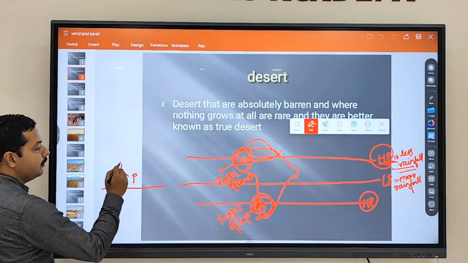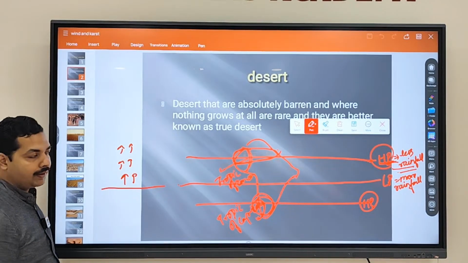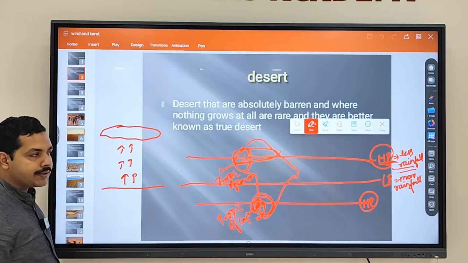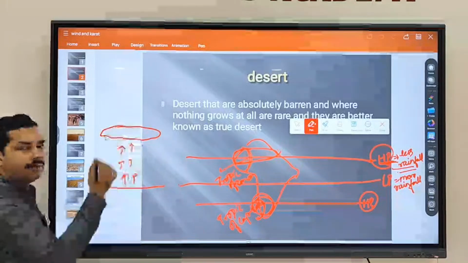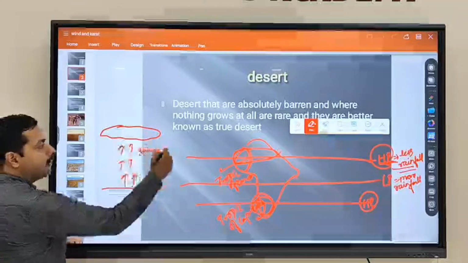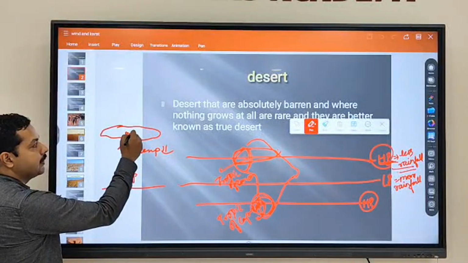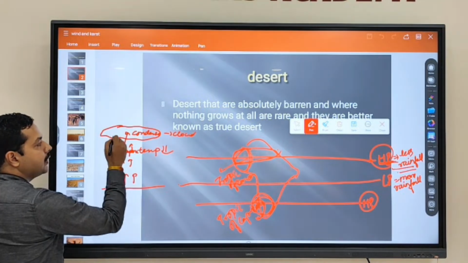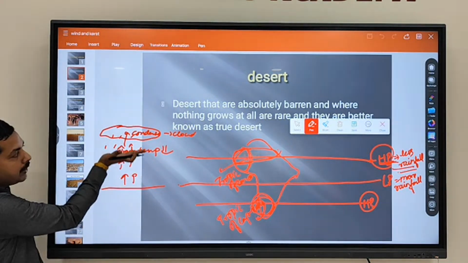When will rainfall happen? When the wind goes up. As you go up, temperature declines, at mountains and so on. So when wind goes up, its temperature declines, and whatever vapor is there will condense. It will form cloud, and this cloud will then create rainfall. Clear?